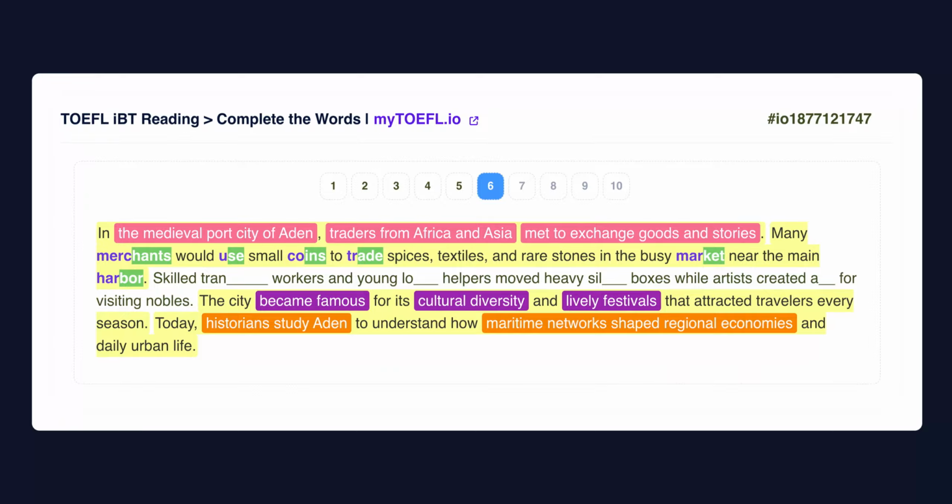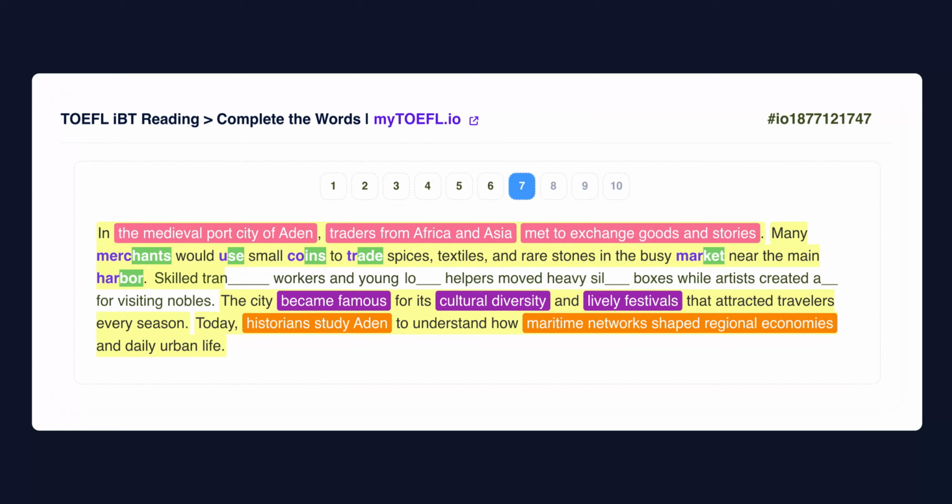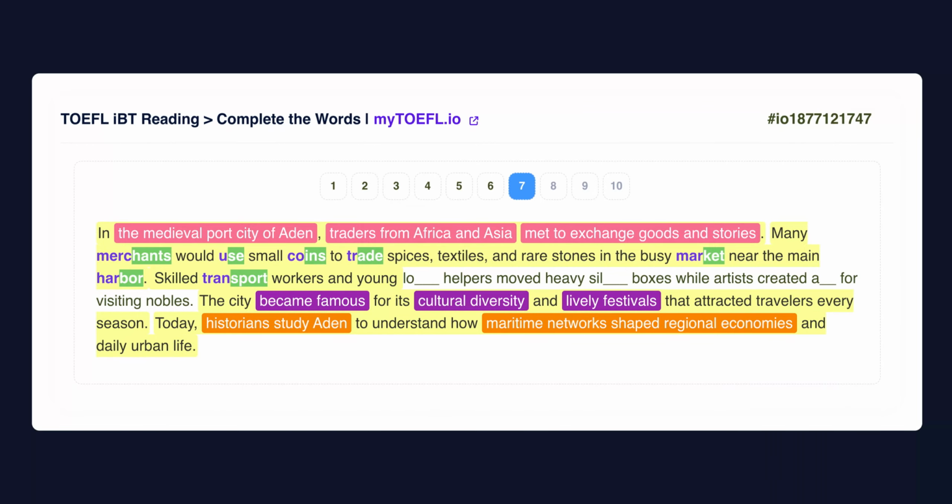Okay, let's move on to the third sentence and its first blank. This sentence introduces new people involved in the city's activities. We need to find a word that describes a type of worker. Skilled trans _ _ _ _ _ workers and young. The question gives us the letters T, R, A, and N, and there are five blanks to complete. The sentence mentions skilled workers who moved heavy silver boxes. The action of moving goods from one place to another is called transport. Skilled transport workers are people whose job is to move cargo.